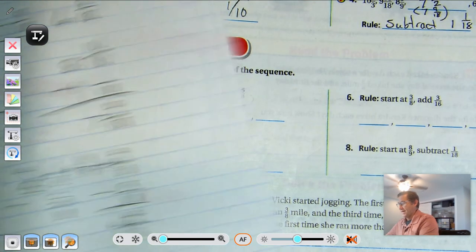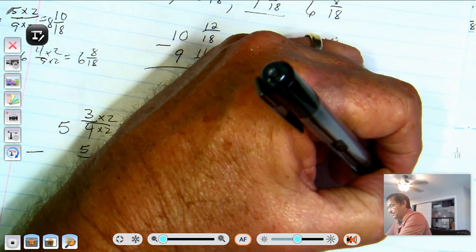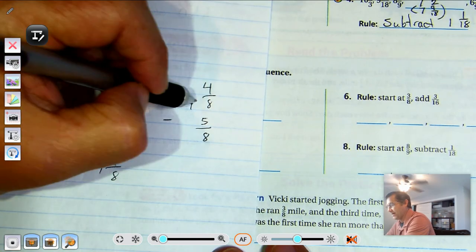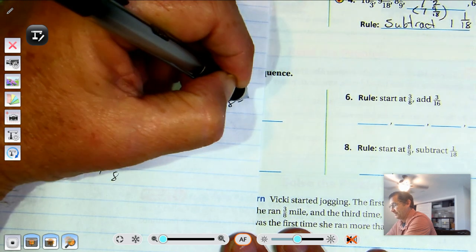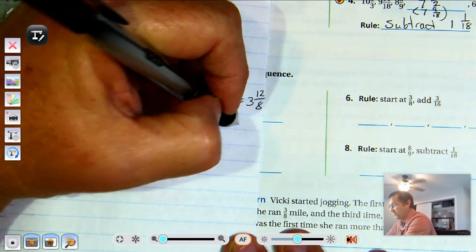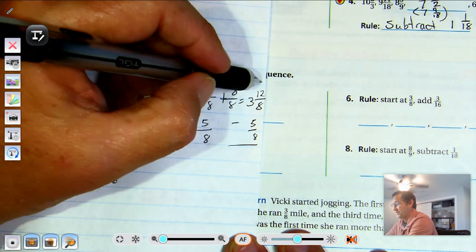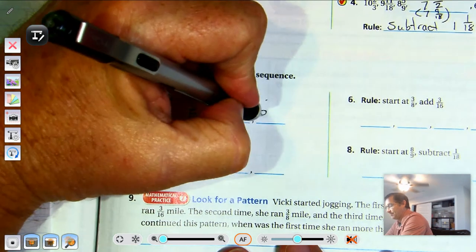And now we have to subtract 5/8 from that. Okay, well, I can't take 5/8 from 4/8, so I'll rename the 4 wholes as 3 wholes and add 8/8. So that's going to give me 3 and 12/8. 3 and 12/8, subtract 5/8. 12 take away 5 is 7, so 3 and 7/8.